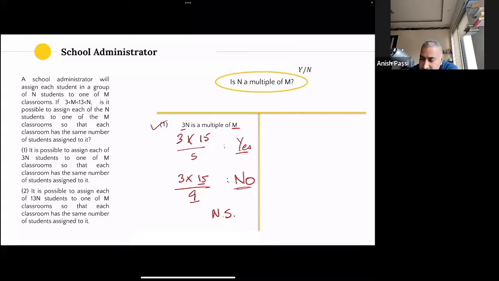Statement 1, not sufficient. Statement 2 now. It is possible to assign each of 13n students to one of m classrooms. So 13n is a multiple of m. That's what I have now.